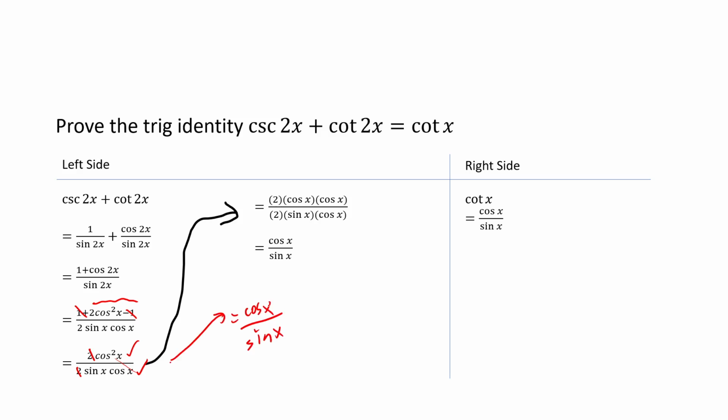Here I was a little bit more verbose, and I just showed that 2 cos squared x is technically 2 times cos x times cos x, and that 2 sine x cos x is technically 2 times sine x times cos x. I spelled it out in the lesson a little bit more just to make it clear what was happening. We end up with cos x over sine x on the left, and that's what we have on the right. And that means we've shown the thing we wanted to, and we can write quod erat demonstrandum.